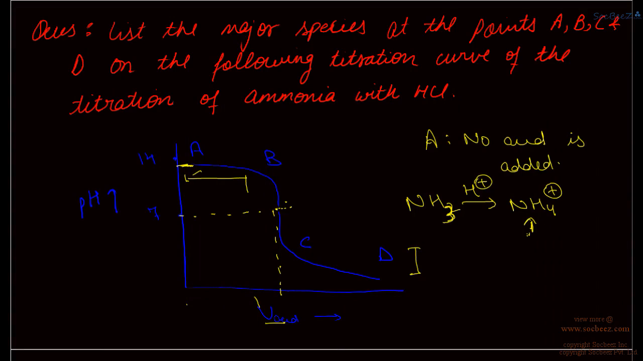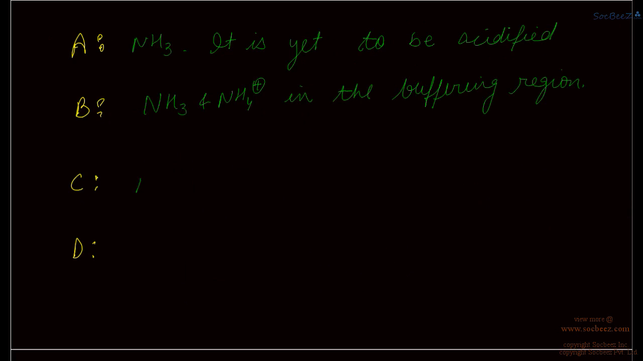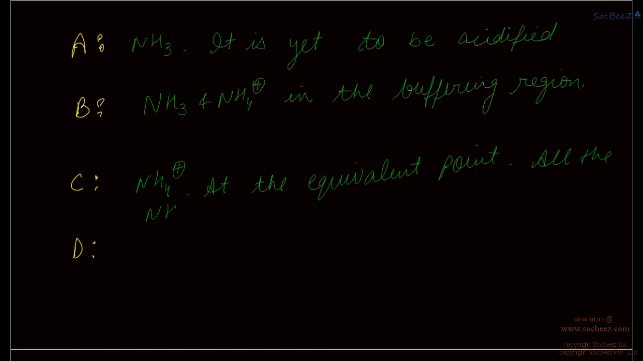At point C, the titration has taken place. Therefore, we can say that NH4 positive is present at the equivalence point. Okay? All the NH3 has been protonated.